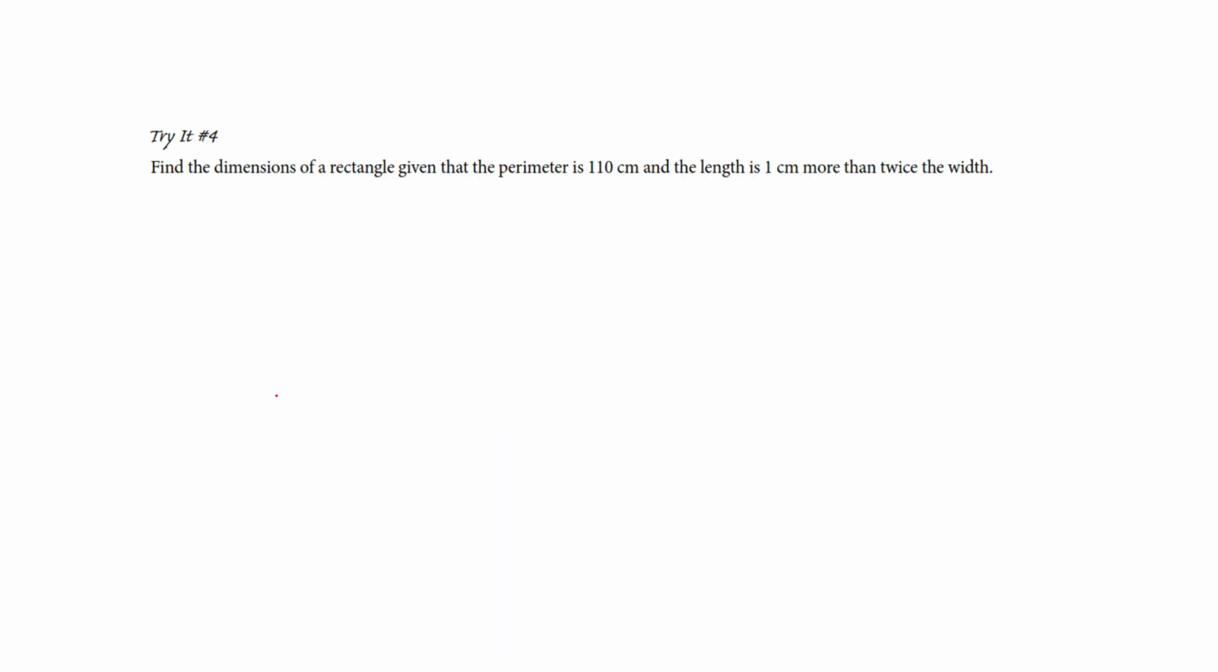Okay, we're going to do another one. It's again the same idea. It's a rectangle again. I've got my length and my width. I'm going to set up my dictionary. One of them is built off the other one. The length is 1 centimeter more than twice the width. So once again, the one I'm building off of is the width. So the length is 1 more than twice that.